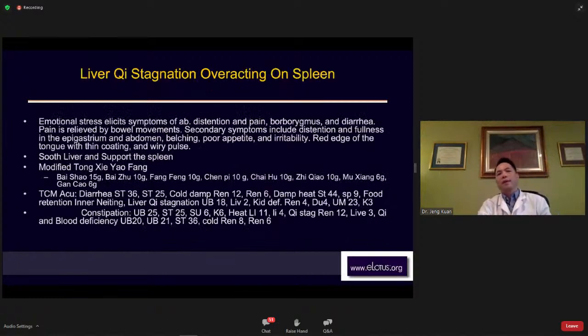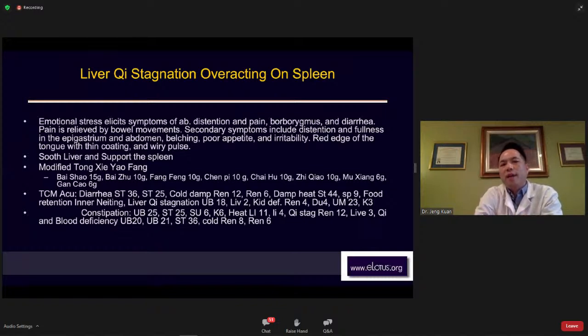Now we have more detailed information for each pattern. So here are the symptoms that the patient might be having if there is liver qi stagnation overacting on spleen. Emotional stress elicits symptoms of abdominal distension and pain, and then borborygmus and diarrhea. Pain is relieved by bowel movements. Secondary symptoms include distension and fullness in the epigastrium and abdomen, belching, poor appetite. So these are the symptoms that are very common when someone has liver qi stagnation.